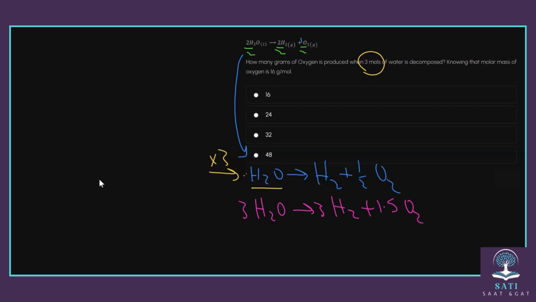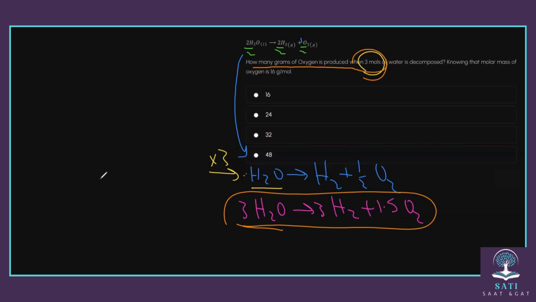What I did is change the coefficient numbers, which are the number of moles of each part, based on the reactant, which is 3 moles of water. Now this equation becomes like the question: how many grams of oxygen are produced when 3 moles of water is decomposed? When these 3 moles of water decompose, how many moles of oxygen does it give us? It gave us 1.5 moles of oxygen.